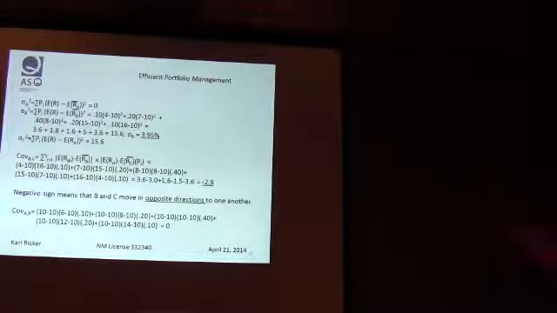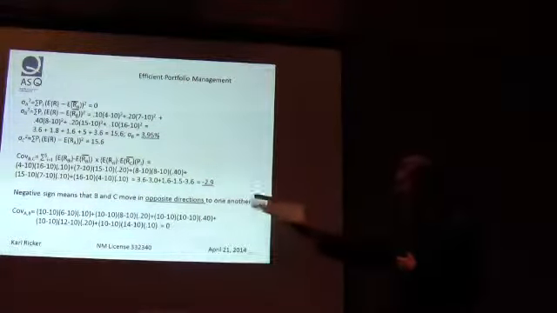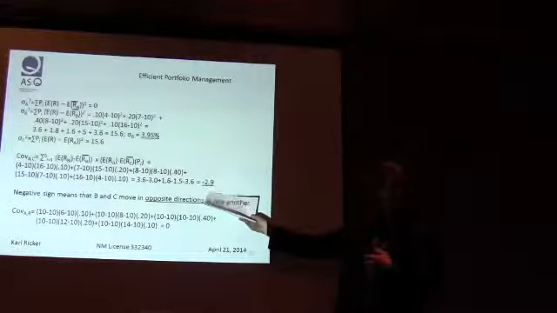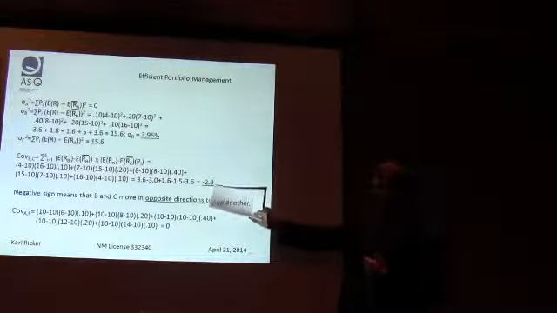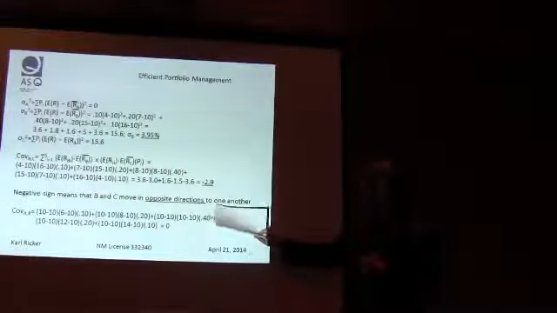Well, if you do the numbers on it, what's interesting is you get a negative number here for the covariance. And what that says is they move in opposite directions.